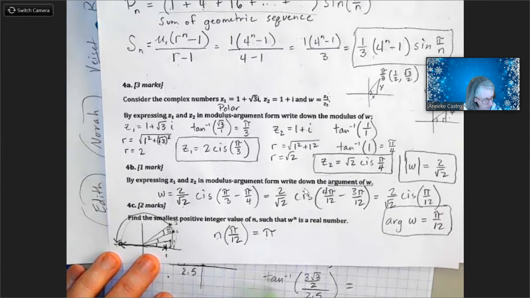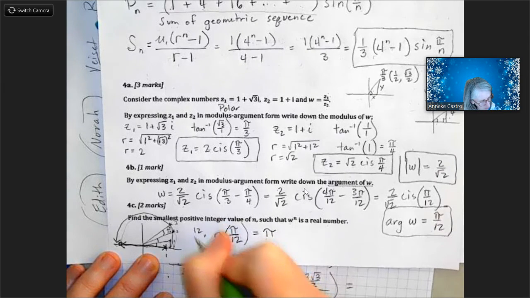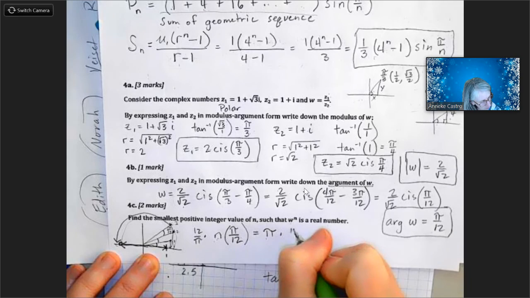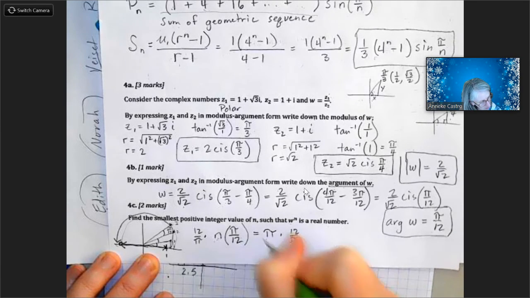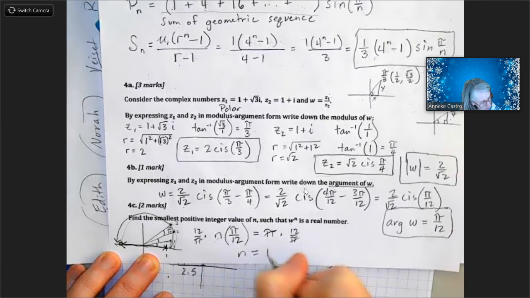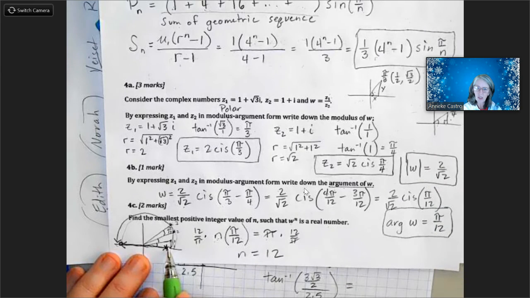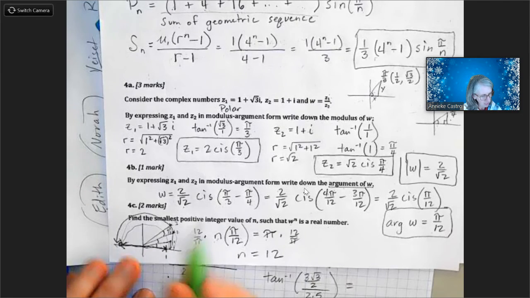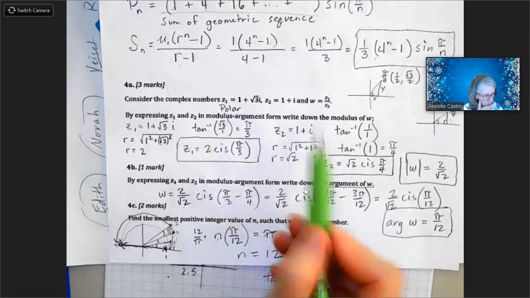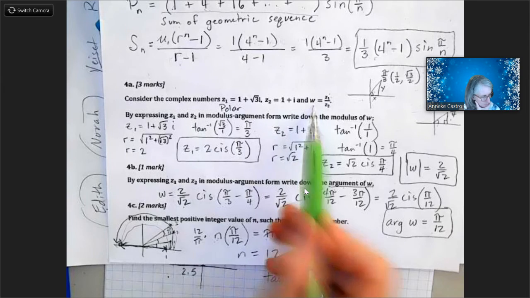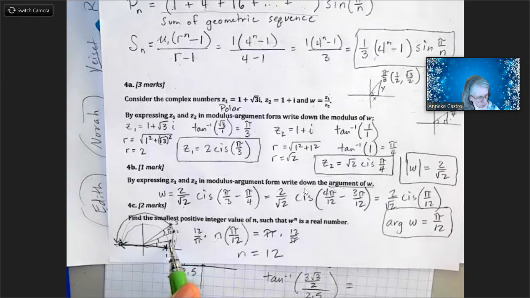So if I solve this for n, I'm going to multiply both sides of the equation by the reciprocal, 12 over pi. The pi's cancel out, and I'm left with n equals 12. So here, you can just think about it. How many of these pi over 12s do I need to rotate my way over here? Because each time that I raise my w to a power, it's rotating pi over 12.